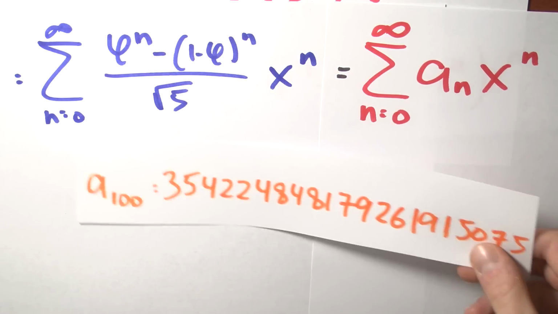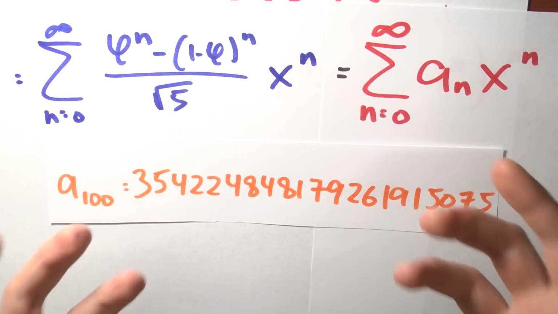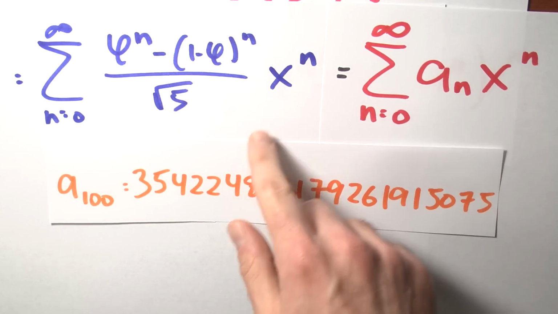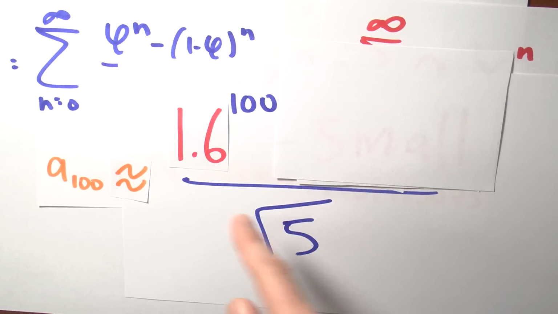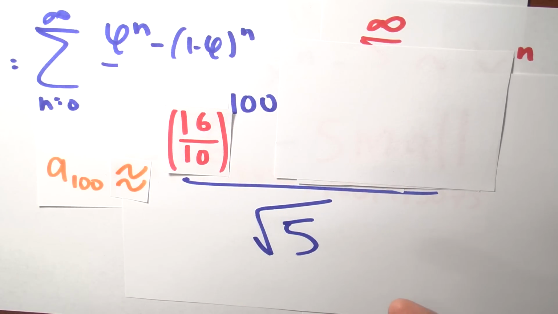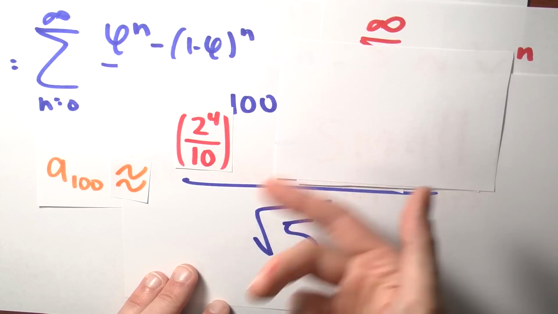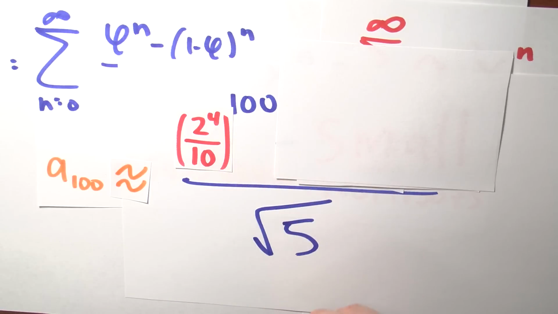Well, let's try it. I mean, here's the 100th Fibonacci number. It's this pretty big number. So the idea here is that instead of trying to calculate a sub 100 by hand, I'm just going to plug in n equals 100 and compute this coefficient. Let's estimate that without using a calculator. Well, instead of writing 1.6, that's about what phi is, let's write 16 tenths. And let's write it this way, 2 to the 4th for 16, so 2 to the 4th over 10. If I write it that way, it makes it a little bit easier to do the estimation.